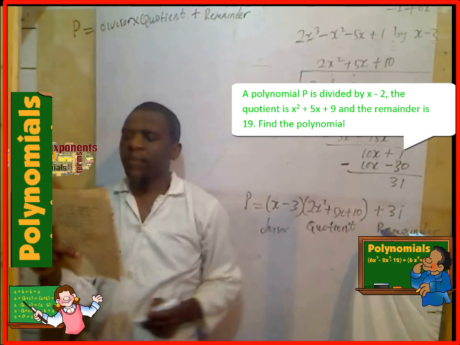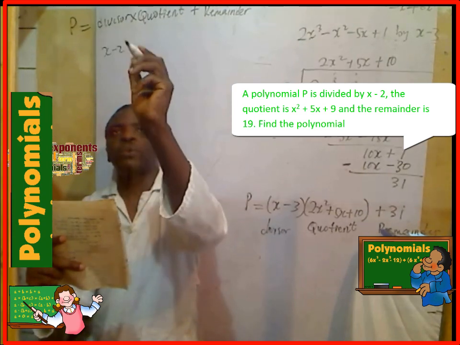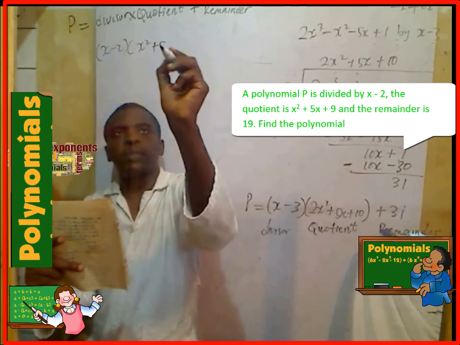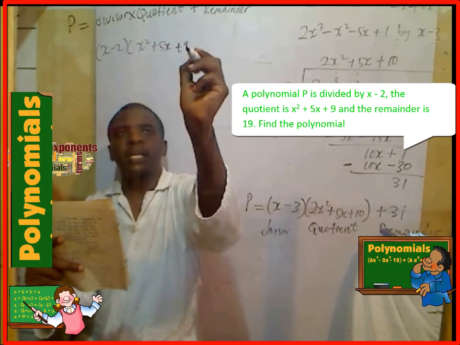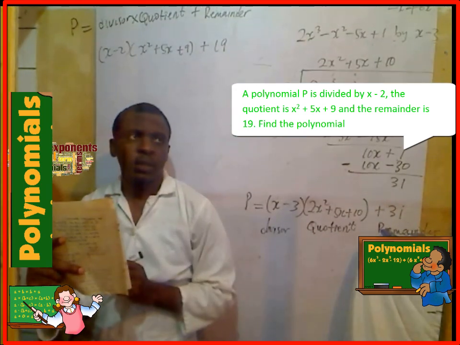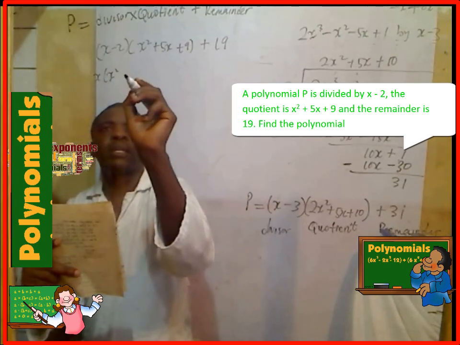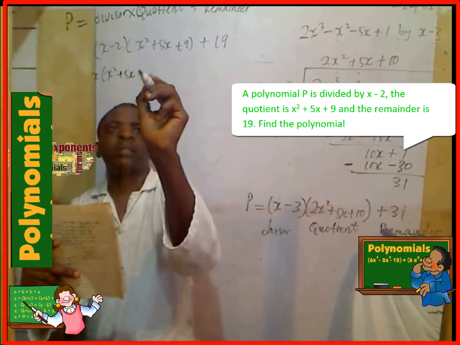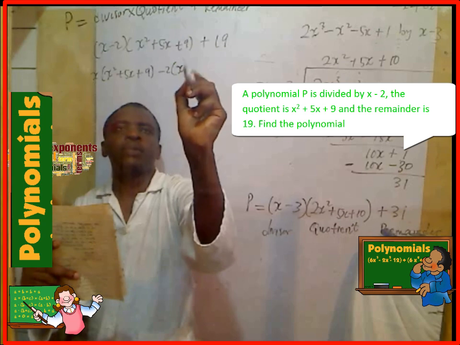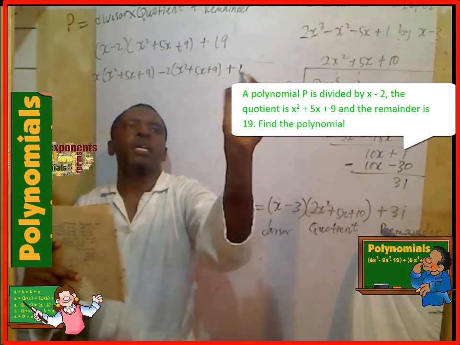So this will give us (x minus 2) times (x squared plus 5x plus 9) plus the remainder, which is 19. Let's multiply this out. This will be x times (x squared plus 5x plus 9) minus 2 times (x squared plus 5x plus 9) plus 19.